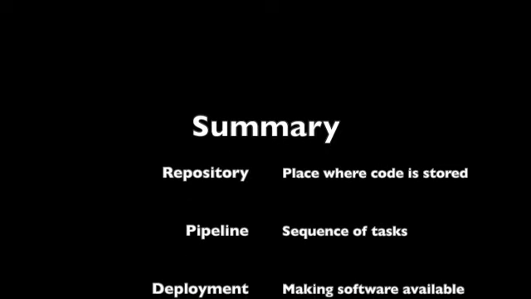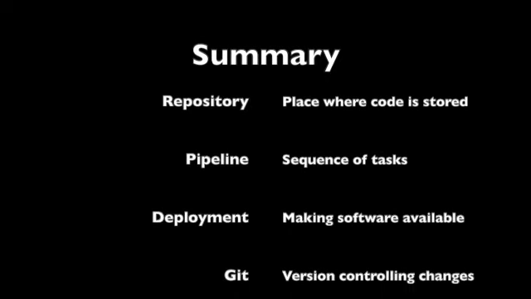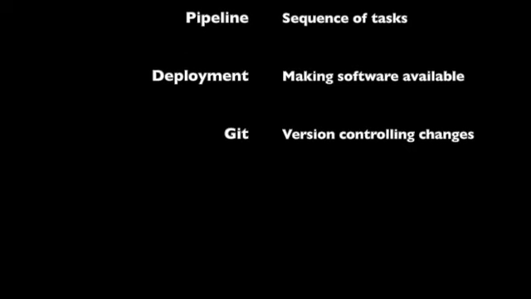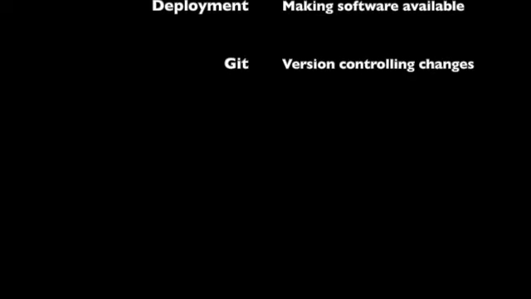So to summarize, we've learned about what a repository is, a place where code is stored, a pipeline, a sequence of tasks to perform any kind of action, a deployment, which makes software available to end users, and Git, the technology for version controlling changes.